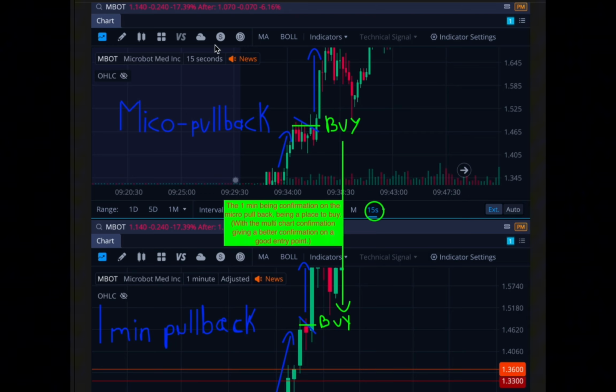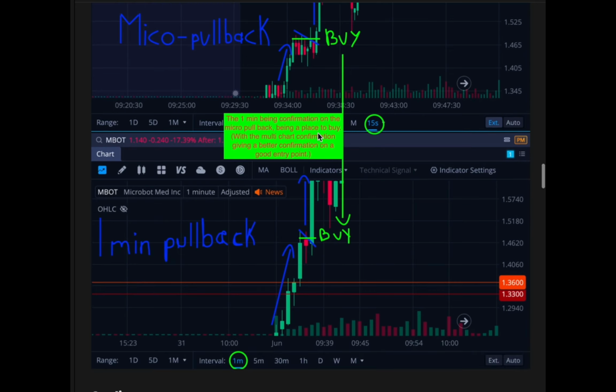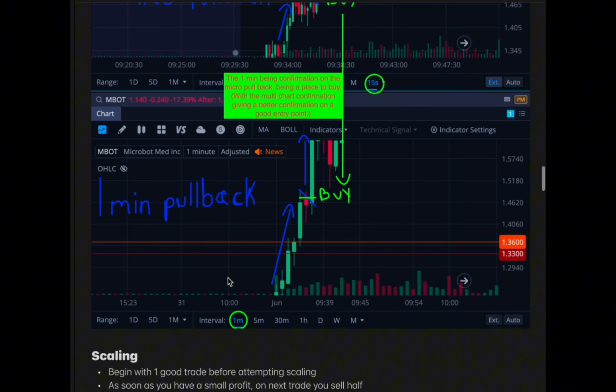See a micro pullback on the 15 seconds. The 1 minute being confirmation on the micro pullback, being a place to buy, with the multi-chart confirmation giving a better confirmation on a good entry to buy. So you can see I use the 15 seconds and the 1 minute to make a better confirmation, more reason to buy. And that's what you need. If you have a lot of reasons to buy and there's a lot of good signals, then buy. That's trusting your strategy.